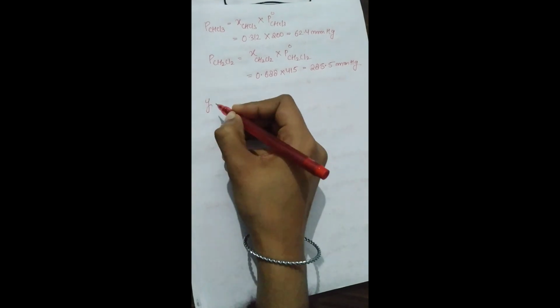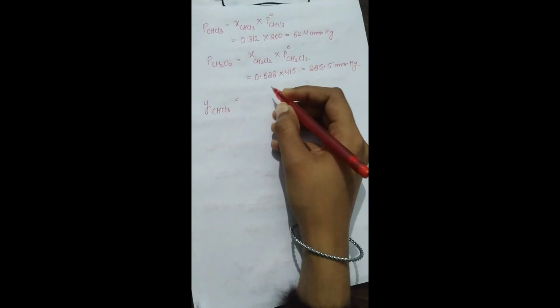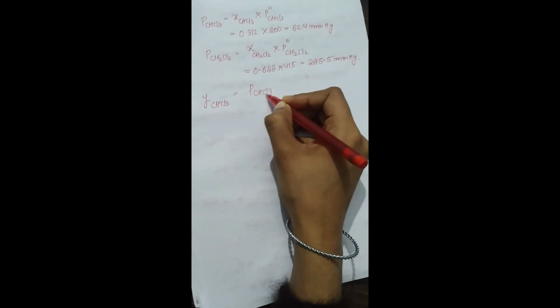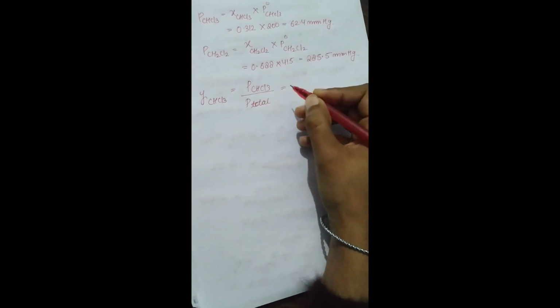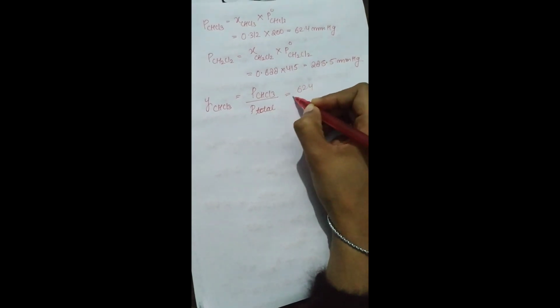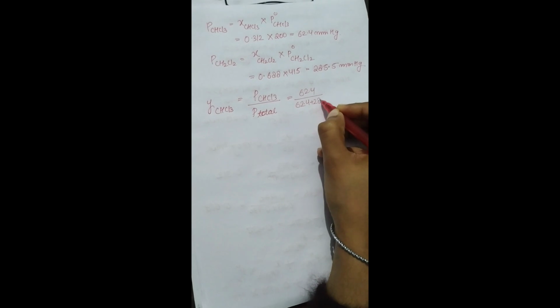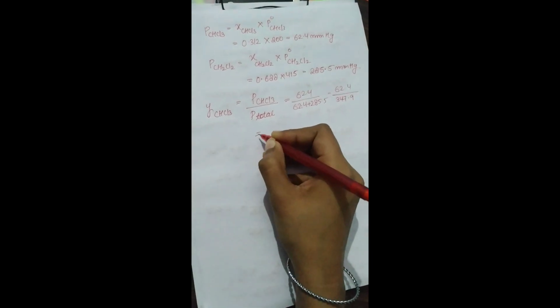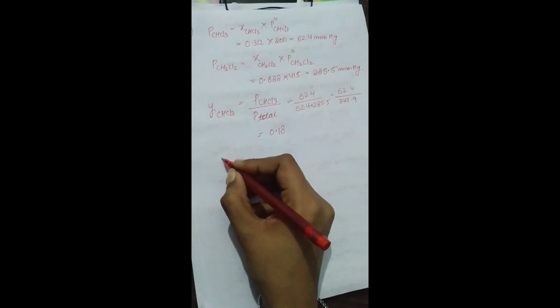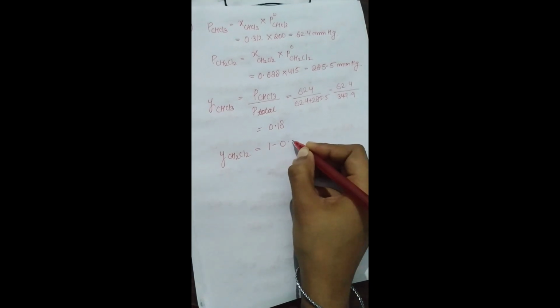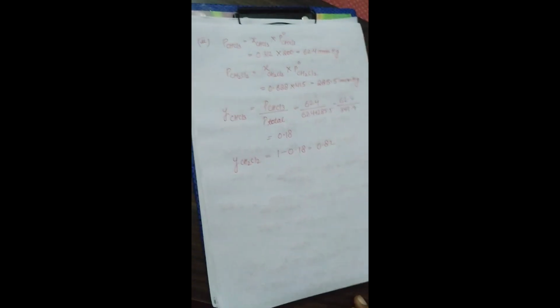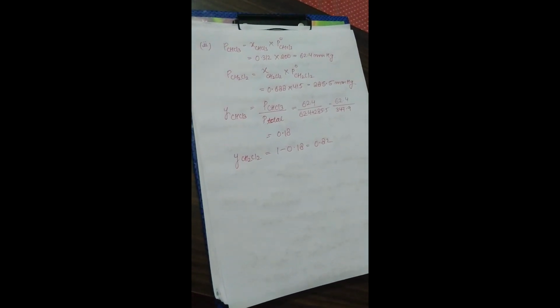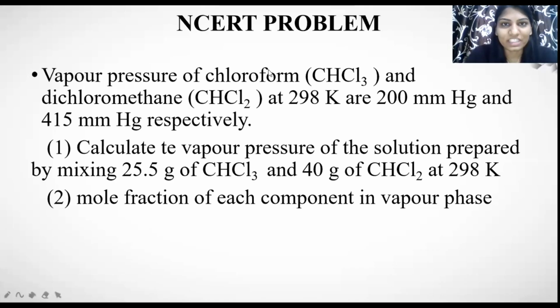Now in vapor phase, mole fraction is denoted by Y, and it is equal to the partial pressure divided by the total pressure, as I have mentioned earlier in the lecture, this formula. Now by putting all the values, the mole fraction of chloroform comes to 0.18, and for dichloromethane, 1 minus 0.18, it is equal to 0.82. So as you can see, this NCERT problem is easily solved from the formulas which we have studied earlier. Thank you. This is for today. Thank you very much.